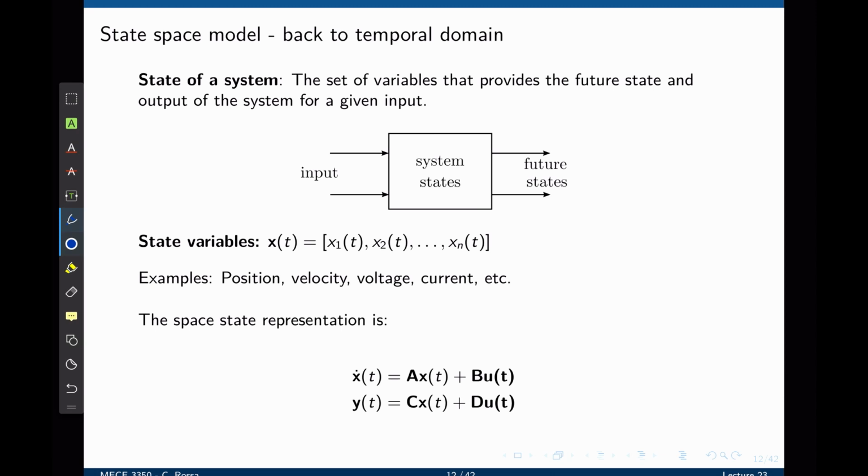X dot equals A times x plus B times u, where x is a vector that contains the state variables, x dot is the derivative of x, A and B are matrices to be found based on the model, and u is the input to the system. This equation links the derivative of the states with the states themselves and the input. The second equation in the state space representation is y of t equals C x plus D times u. C and D are matrices to be determined, and y is the output of the system. So this equation links the output to the current states and the input. More on linear state space control systems will be offered in an elective course in the 4th year.